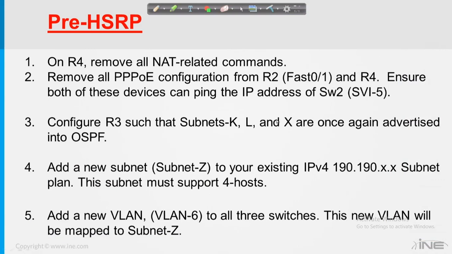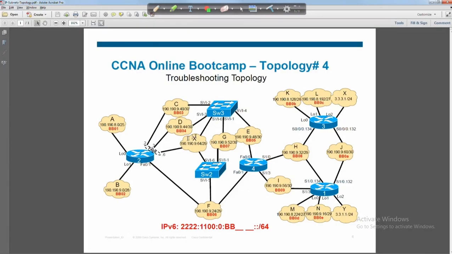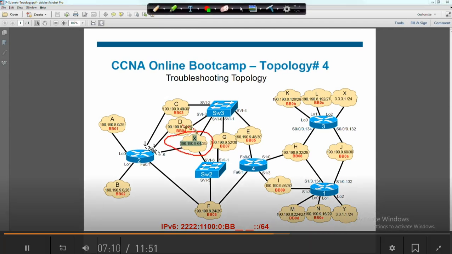Add a new subnet, subnet Z, to your existing IPv4 subnet plan. This subnet must support 4 hosts. Okay, and actually I've already done that in most of the things I've been showing you up until now. This says subnet X. It should really say subnet Z, but right here, this is the new subnet. So this is the next available one, 9.64. And to support 4 hosts, it's got to be a /29.